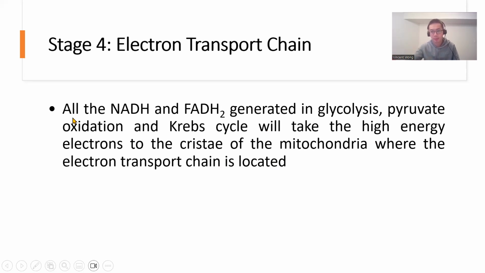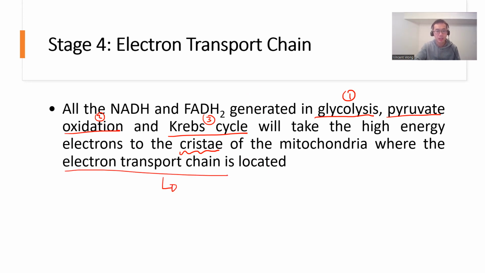This is basically what I said, but let's read it through again. All the NADH and FADH2 generated in the first 3 steps. Okay, glycolysis is stage 1, pyruvate oxidation is stage 2, and Krebs cycle is stage 3. All of them will take the high energy electrons to the cristae of the mitochondria, where the ETC is located. As you know by now, ETC is just a group of membrane protein, right? In the cristae.